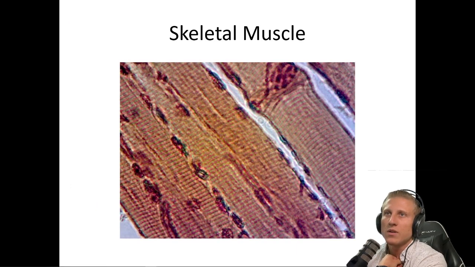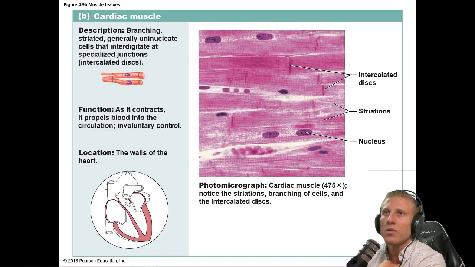There's another slide of it. Again, you can see the striations and everything's oriented in the same direction. And then multiple nuclei that are pushed to the edge of the cell.